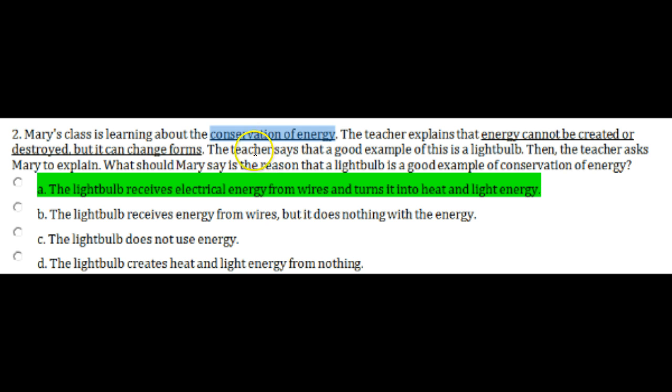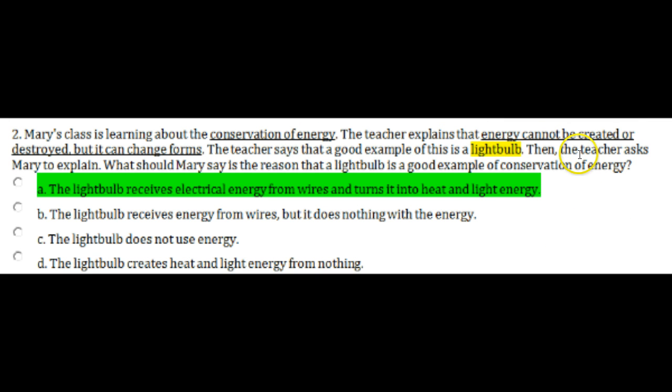And we learned that rap, or the chant. Energy can neither be created nor destroyed. What? Energy can neither be created nor destroyed. It just changes form. The teacher says that a good example of this is a light bulb.